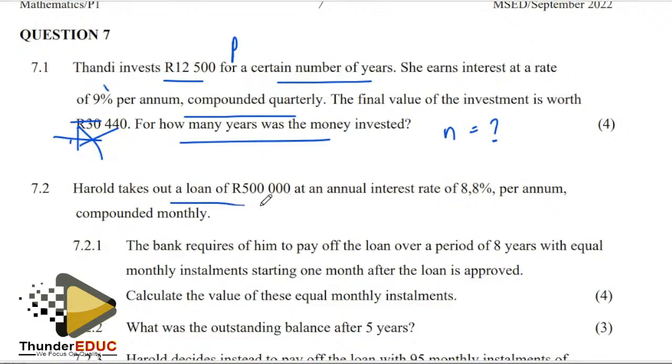7.2, this person takes out a loan of 500,000. So this 500,000 becomes the present value. That's the interest rate. It's compounded monthly. Then the bank requires him to pay off the loan in 8 years with equal installments starting 1 month after.